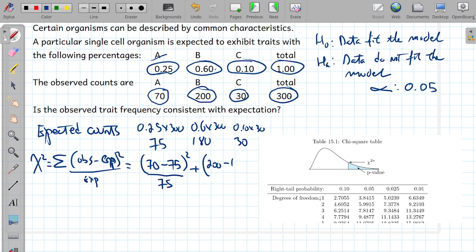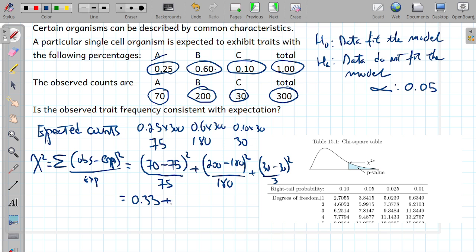We're going to subtract 180, square that, and divide by 180. And I'm going to wedge this one in here anyway: 30 minus 30 divided by 30, which of course is 0. All right, 70 minus 75 is negative 5. Negative 5 squared is 25. 25 divided by 75 is 1/3. We're just going to write 0.33.